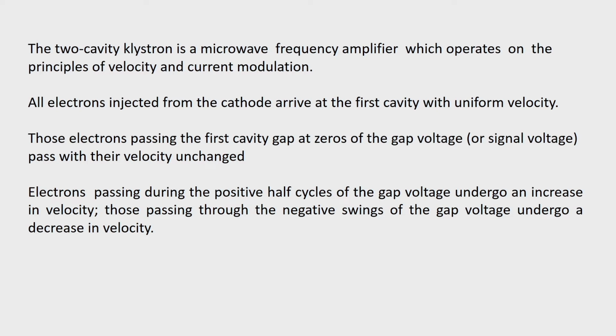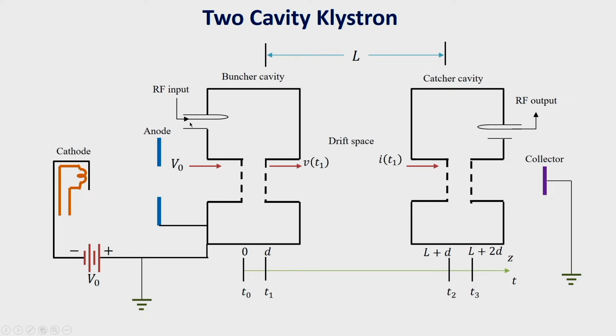Electrons passing during the positive half cycle of the gap voltage undergo an increase in velocity, and those passing through the negative swings of the gap voltage undergo a decrease in velocity. So, depending upon the voltage present at the gap, here we can see that when the RF voltage is present, the electric field will either accelerate the electrons or retard the electrons. And when this electric field is 0, the velocity will remain unaffected.